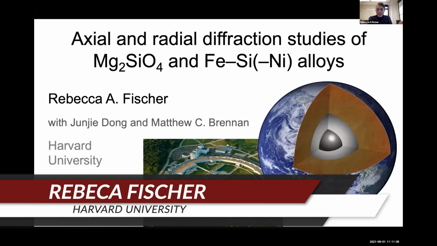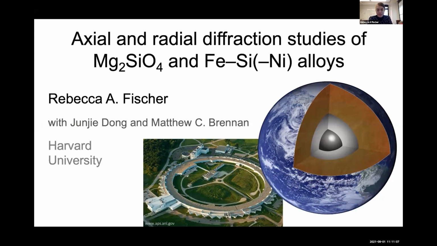So I'm going to be talking about a couple of different projects that my group has been working on involving some synchrotron techniques, one using axial diffraction to look at phase relations of Mg2SiO4, and one using radial X-ray diffraction to look at deformation of iron silicon nickel alloys.